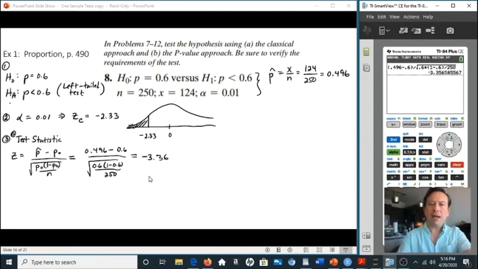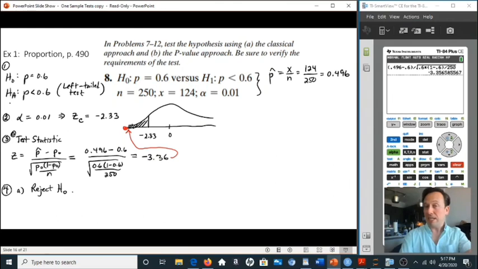All right, so now what about this negative 3.36? Well, it falls to the left of negative 2.33. So remember the whole dart and target idea? The dart landed in the HA area. So that means I'm rejecting H0. Okay, so that's my conclusion there, that the null hypothesis gets rejected in this experiment.